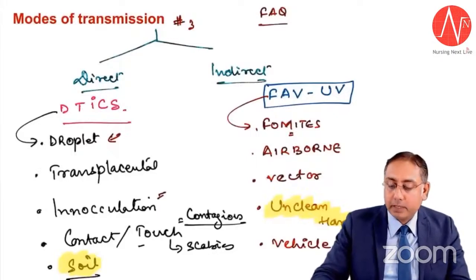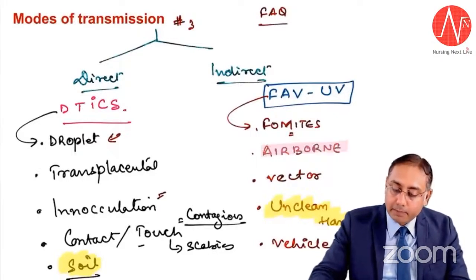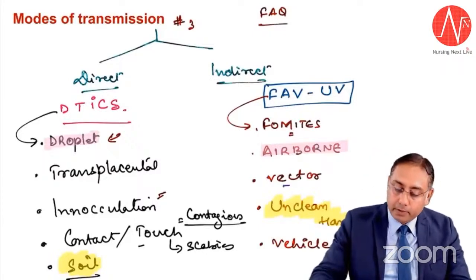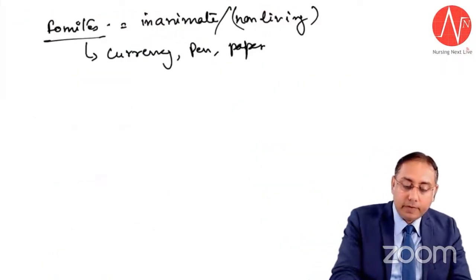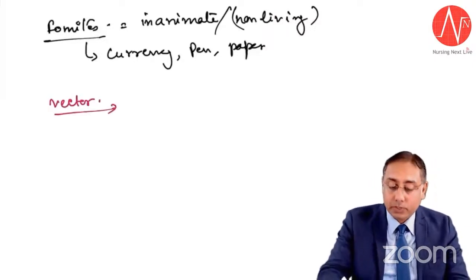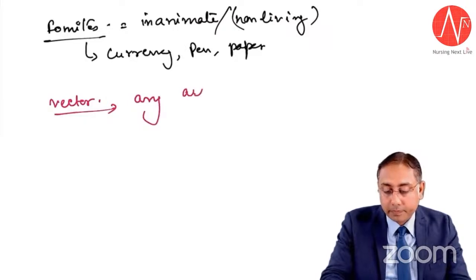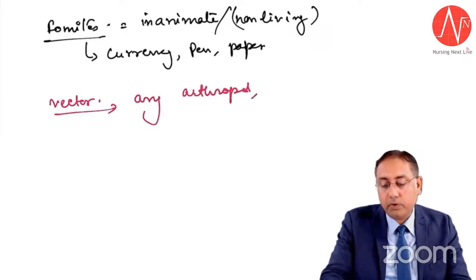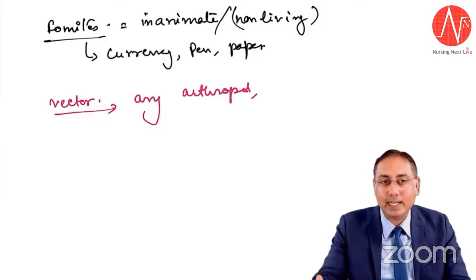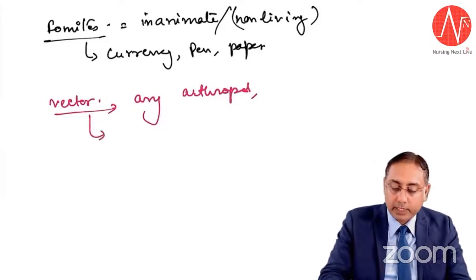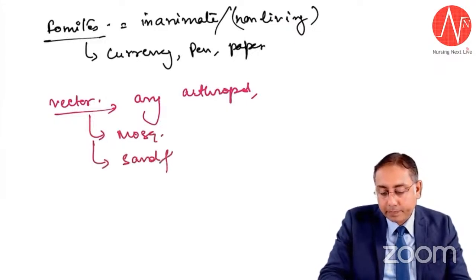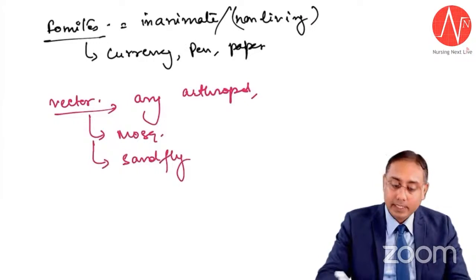Next is vector-borne. I'll talk about airborne and droplet later on. What is vector-borne? Vector-borne means through some vector. What is the vector? Please note, any arthropod or any non-vertebrate animal or any insect, that is vector-borne. Usually example could be mosquito-borne, example could be sandfly. They can work as vectors.